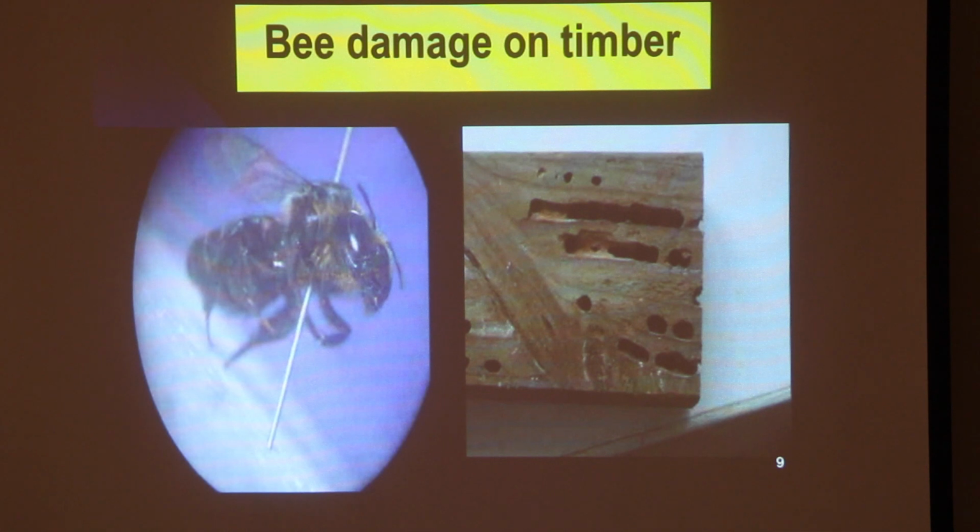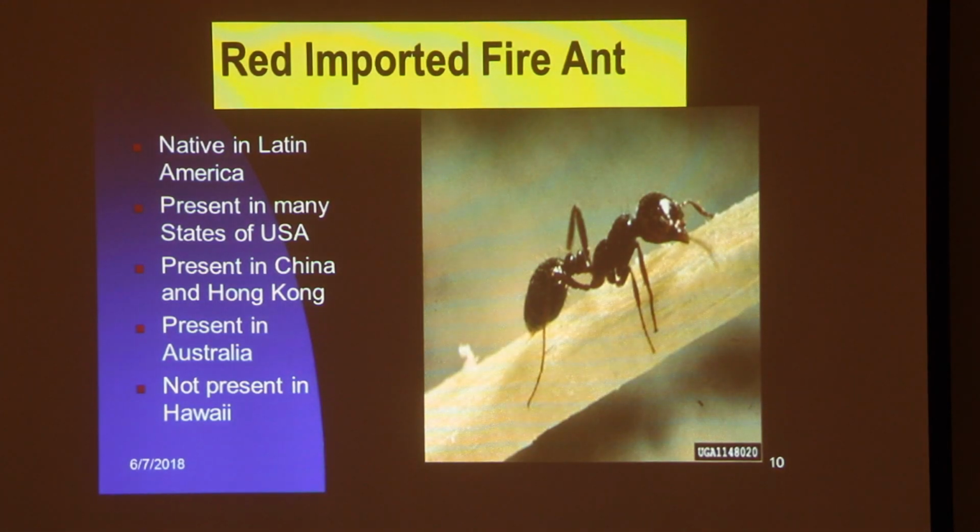Another one which is not present is a bee timber. It goes into wood and drills holes. As you can see on this right slide, that bee can cause a lot of damage. It's not here. Another very, very high risk or very dangerous pest is the red imported fire ant.